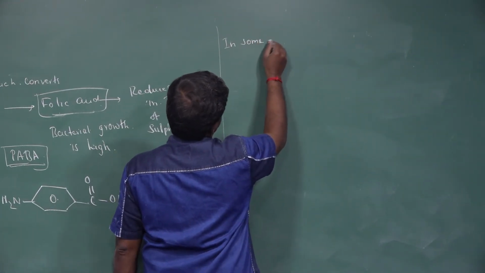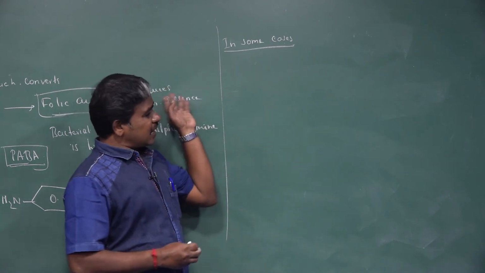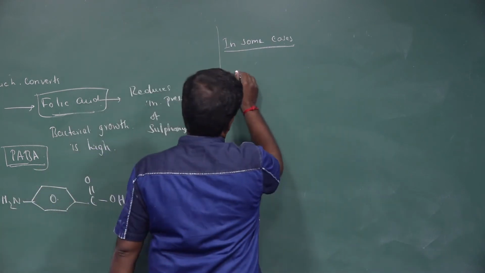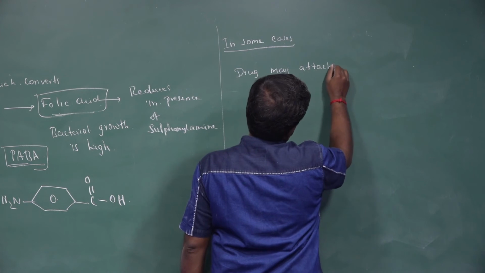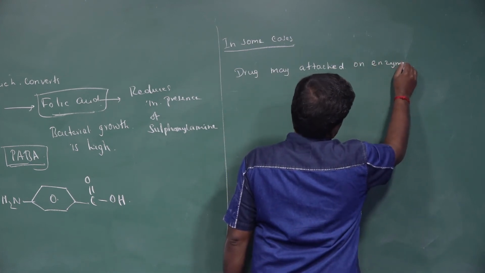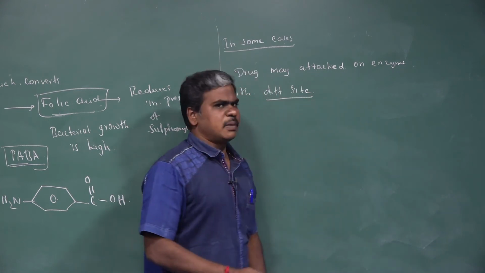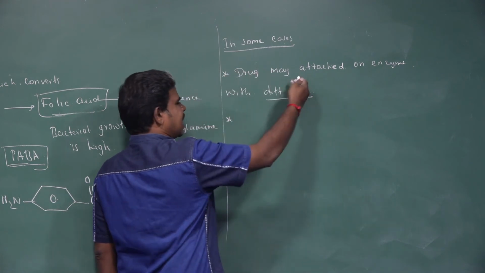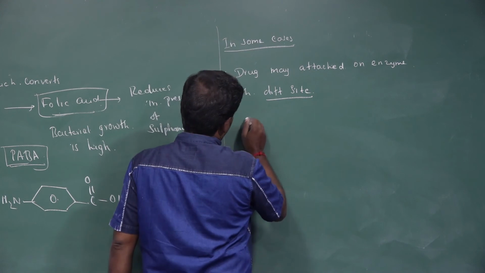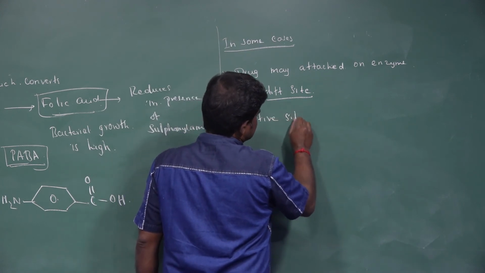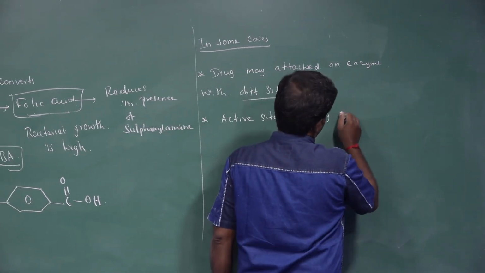In some cases, the drug is attracted to the enzyme at a different site. So the drug may attach on the enzyme at a different site, not the active site. Then what will happen? It will bind at that different site. Then the active site structure is different. So the active site geometry, which is nothing but shape, is different.